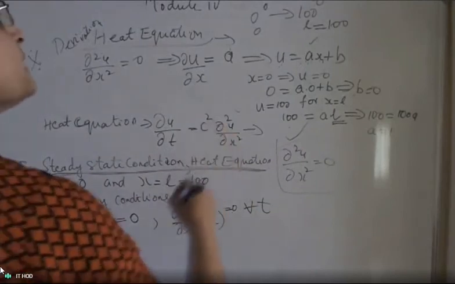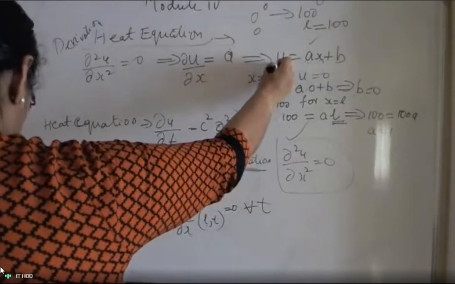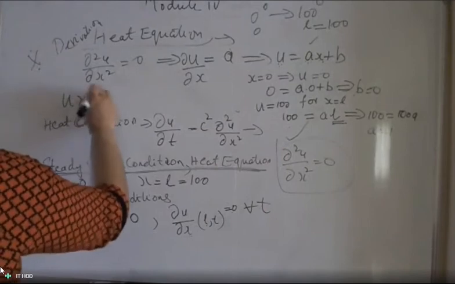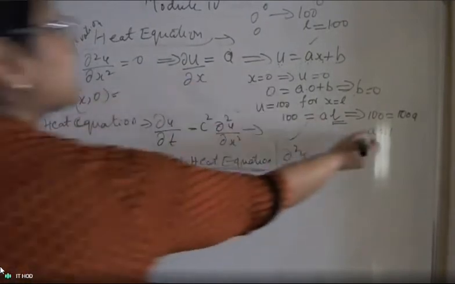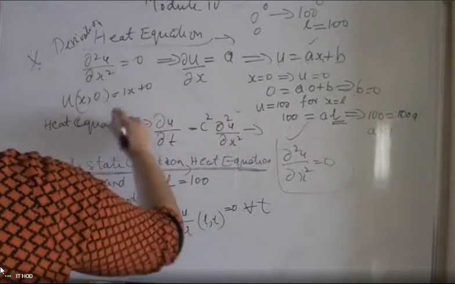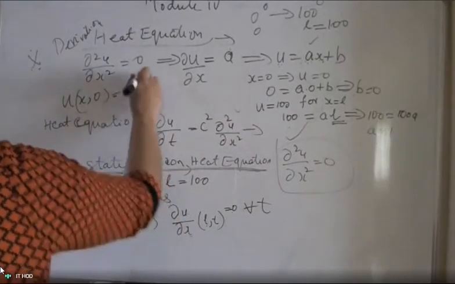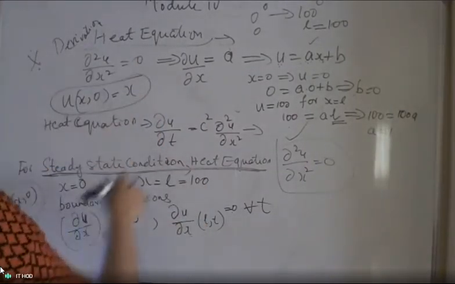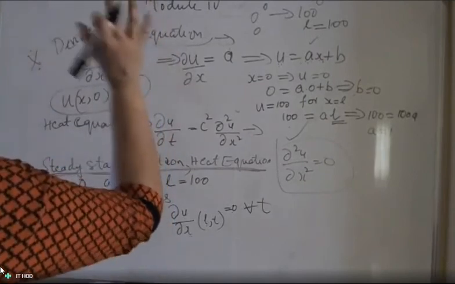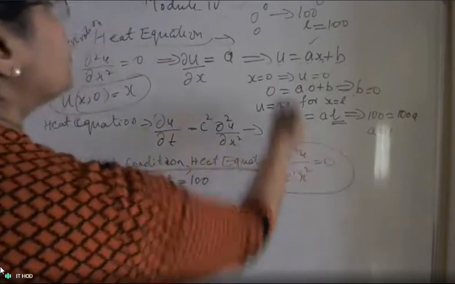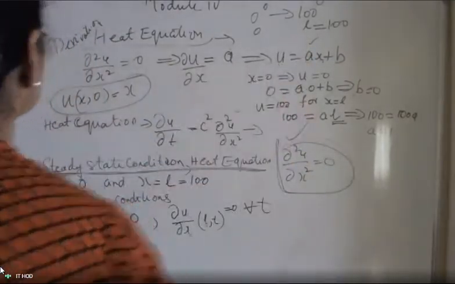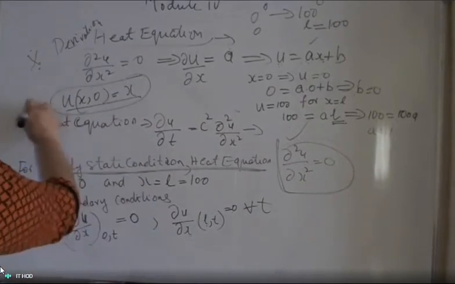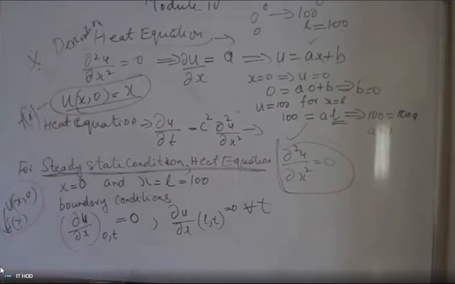Okay. So we can write that U(x, 0) is equal to A x plus B, that is 1x plus 0. That is x, U(x, 0) equal to x. So from that steady state equation, we are finding U using the given condition, and we are finding U(x, 0) equal to x. So this is our f of x. Okay.